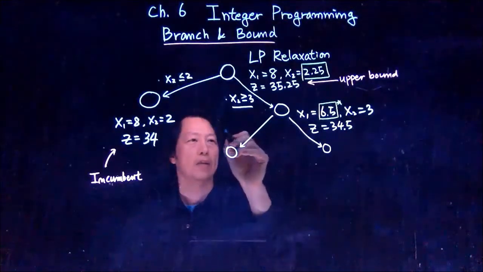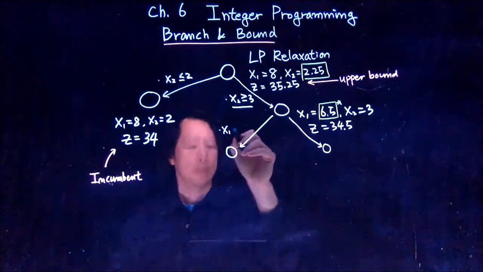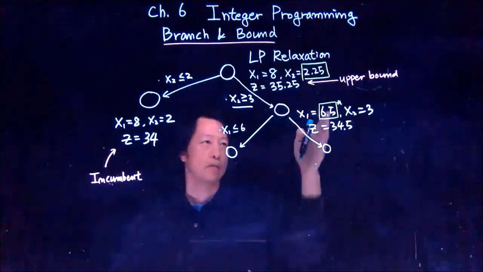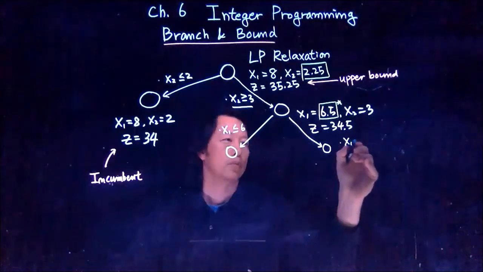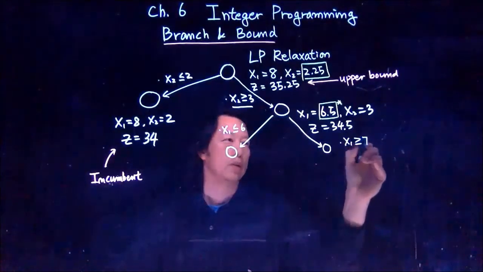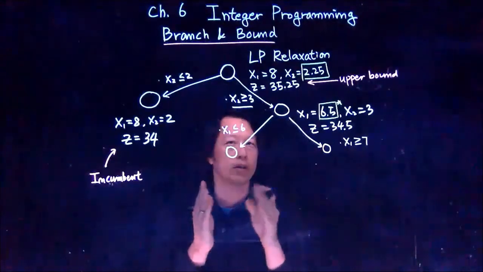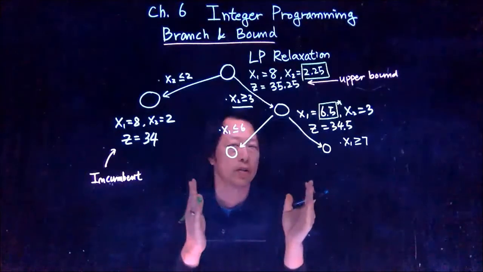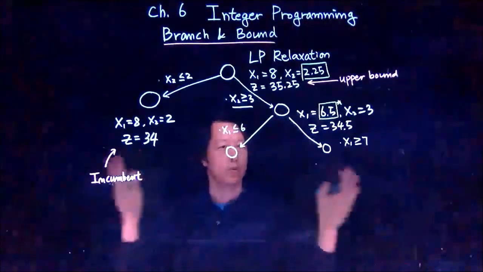I'm gonna add one more constraint. X1 should be less than or equal to 6. So again, we're dividing from the 6.5. And then we add x1 should be greater than or equal to 7. Again, we get rid of the 6 point something region. But still we are not losing any integer because I'm including 6 here, I'm including 7 here, so we are fine.